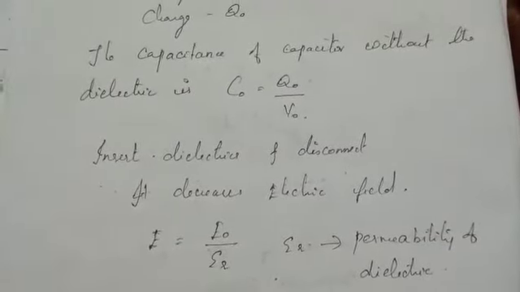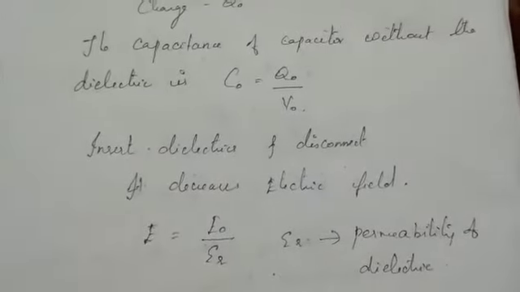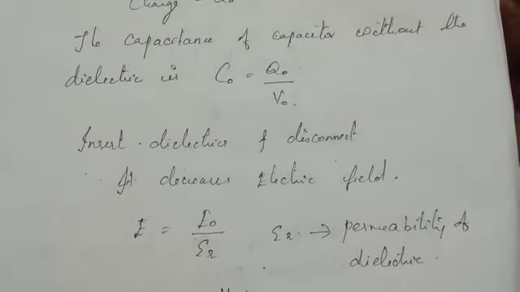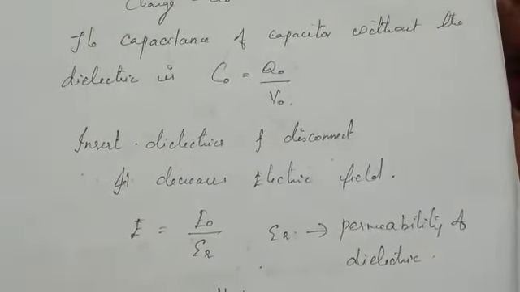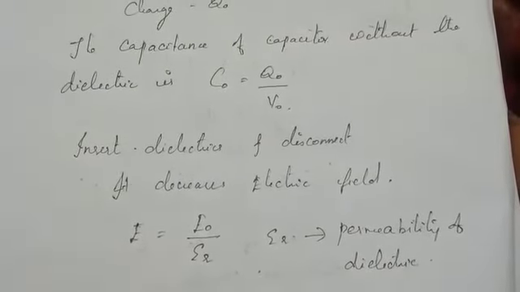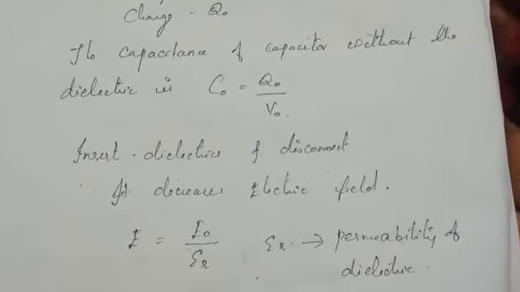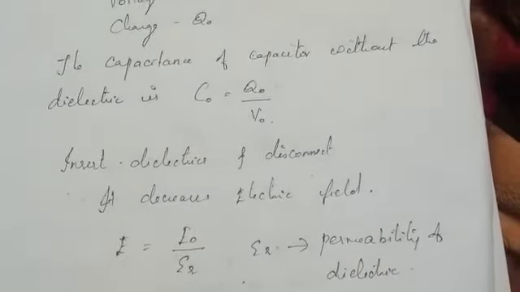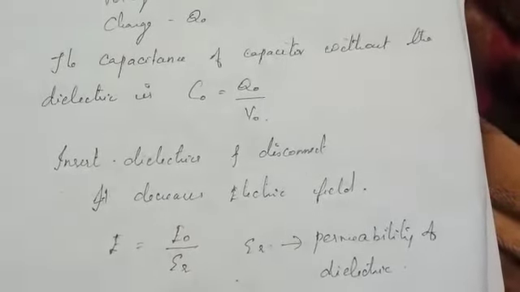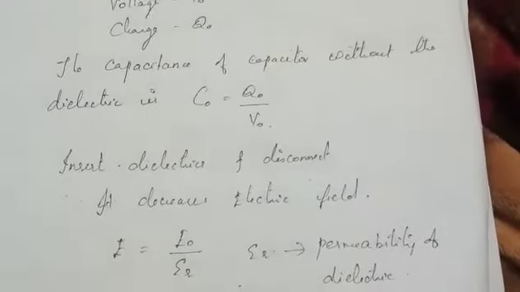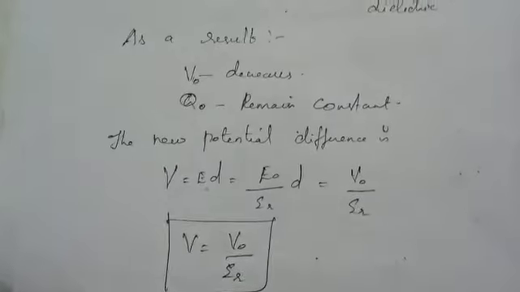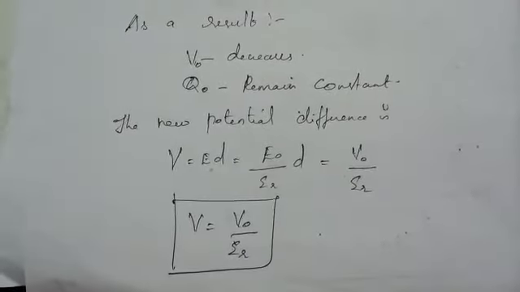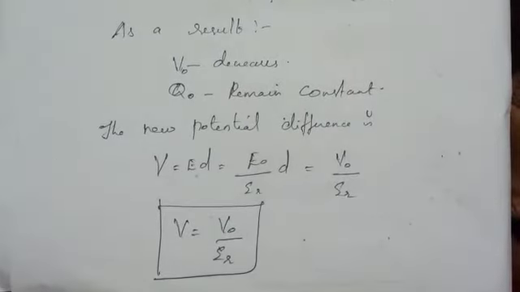So what will happen? The electric field suddenly decreases. Now that the dielectric is inserted, the electric field is considered as E, and E0 is the initial value before inserting the dielectric. So E is equal to E0 divided by epsilon R. What is meant by epsilon R? Epsilon R is the relative permittivity. As a result of the electric field E equals E0 by epsilon R, V0 also decreases.